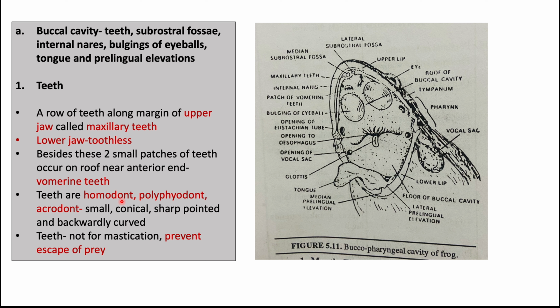What type of teeth are present in the frog? They are homodont, polyphyodont, acrodont. Let's discuss what they are. Homo means same. So homodont means same set of teeth.